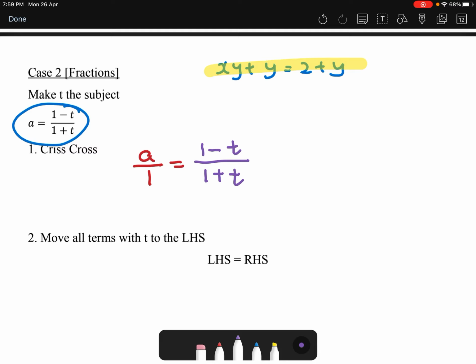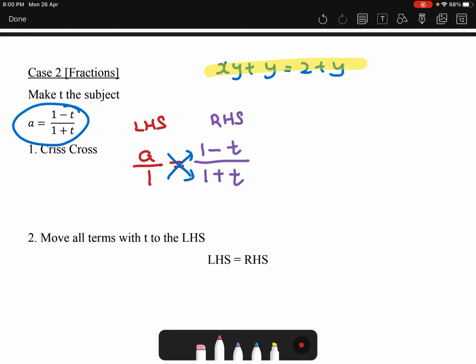Whenever you are doing crisscross, the left hand side must only have one term, right hand side only one term. If you have two terms on the left hand side or two terms on the right hand side, you cannot do any crisscross. So you crisscross first.